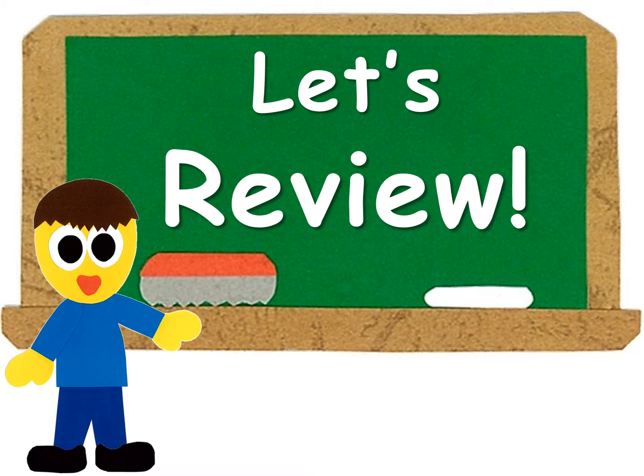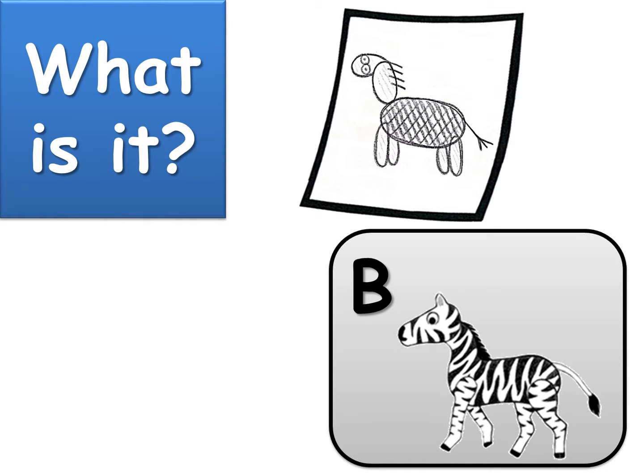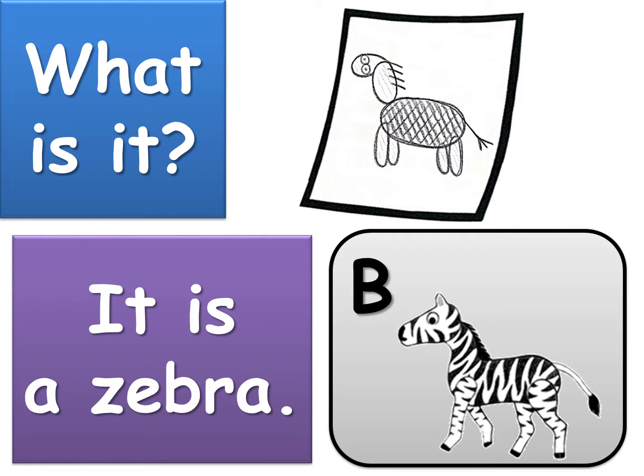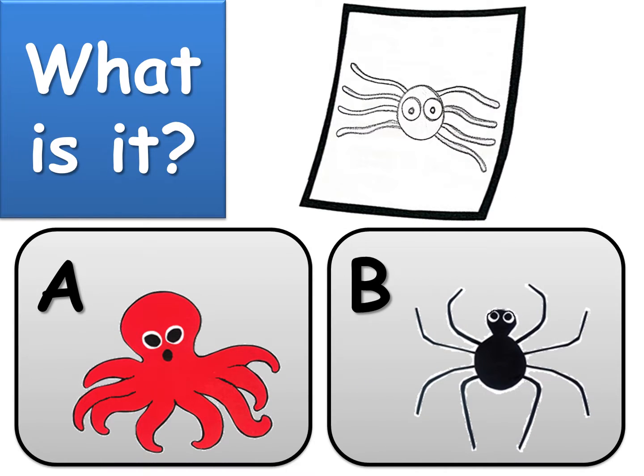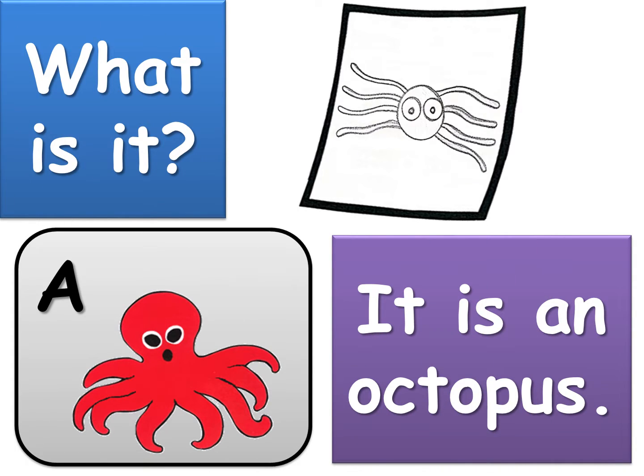Now, let's review the story. Take a look at the picture at the top. From the story, do you remember what it is? What is it? Is it A or B? The answer is B. It is a zebra. Do you remember this one? What is it? Is it A or B? This one was A. It is an octopus.